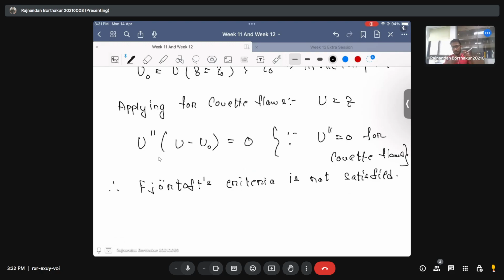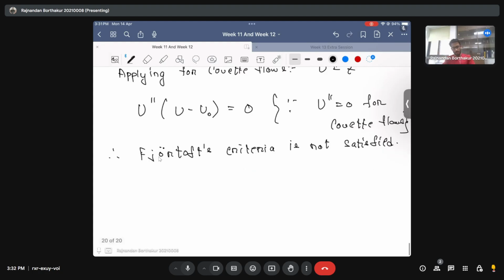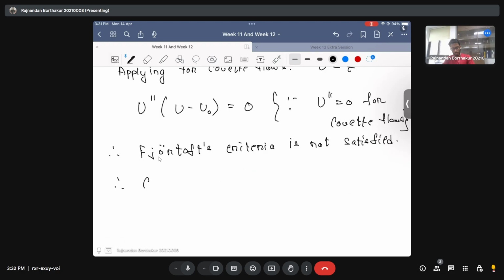Which means that Couette flows are stable. Okay, that is something that you can basically infer. So therefore Couette flows are inherently stable. Couette flows are stable.